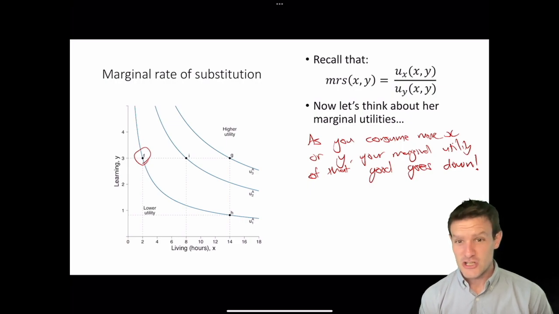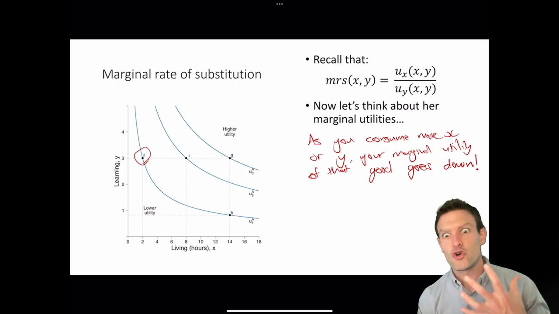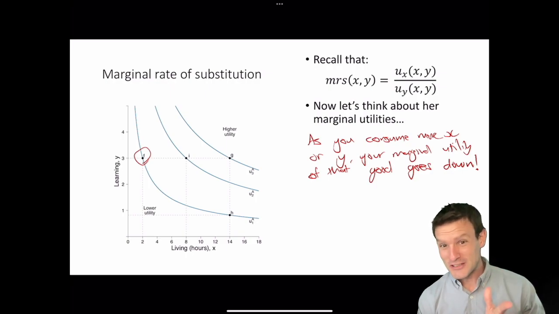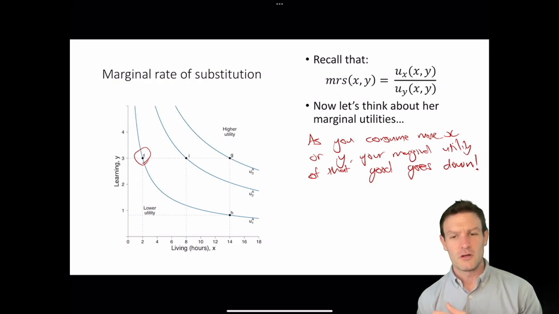And the same thing for leisure. When she has very little leisure, getting an additional hour is incredibly helpful to her. Having no leisure and then getting 2 hours, that's amazing. Going from 2 to 4, that's not quite as good as going from 0 to 2, but it's really quite nice. But going from 16 to 18 hours of leisure, there's not so much of a difference in terms of the benefit that's adding to her.